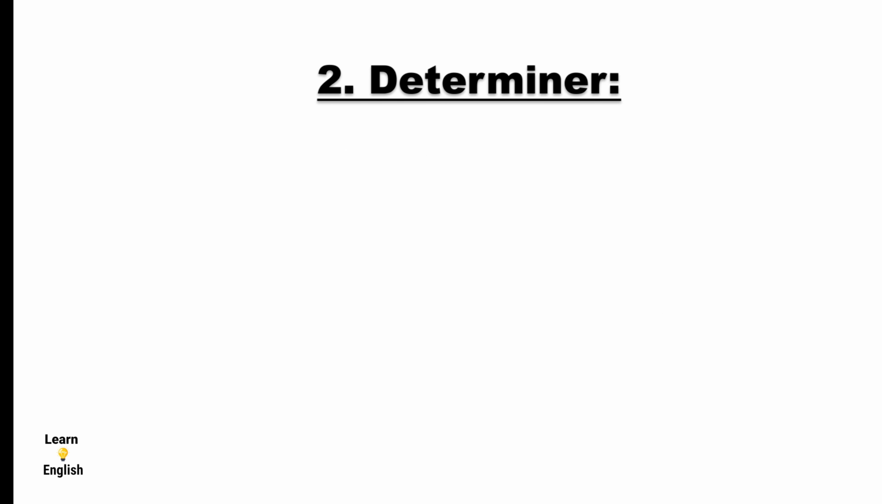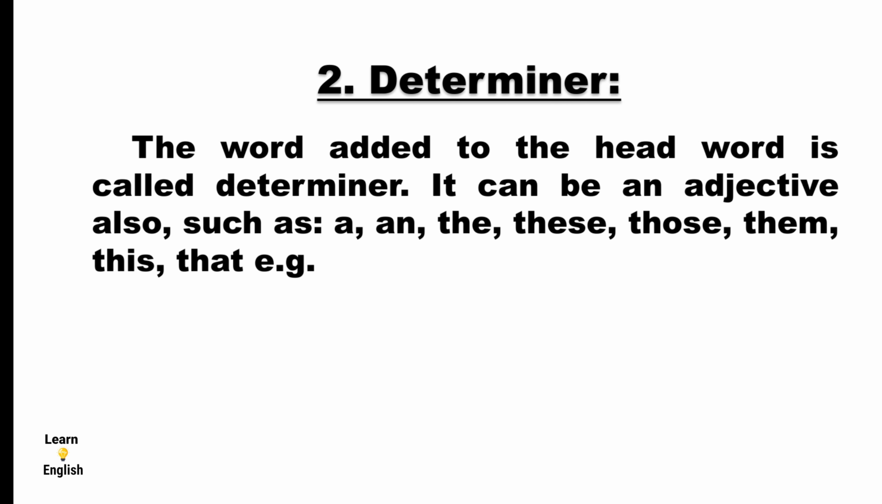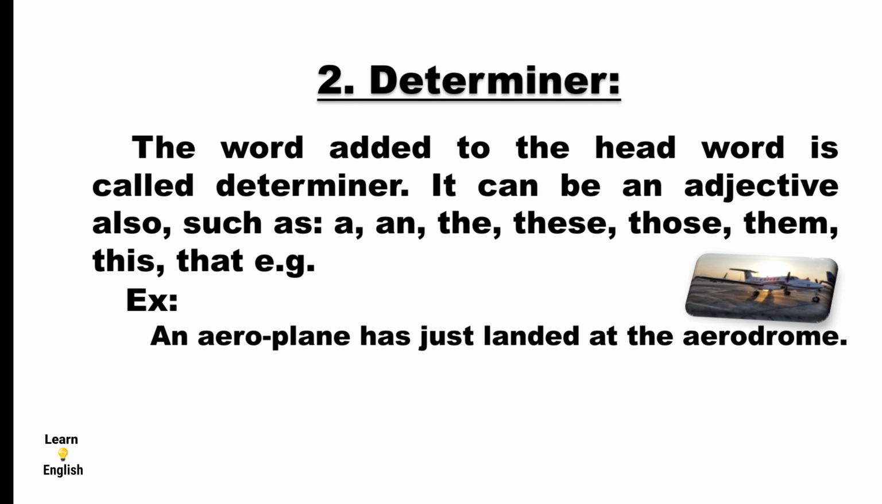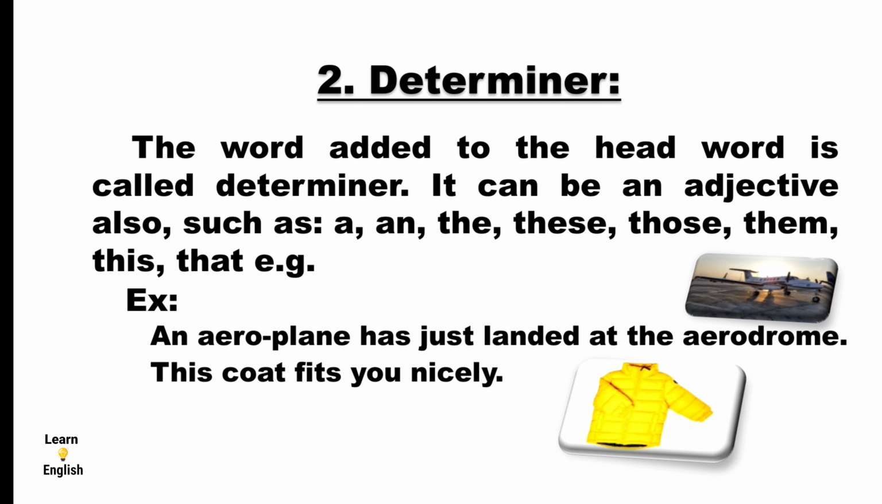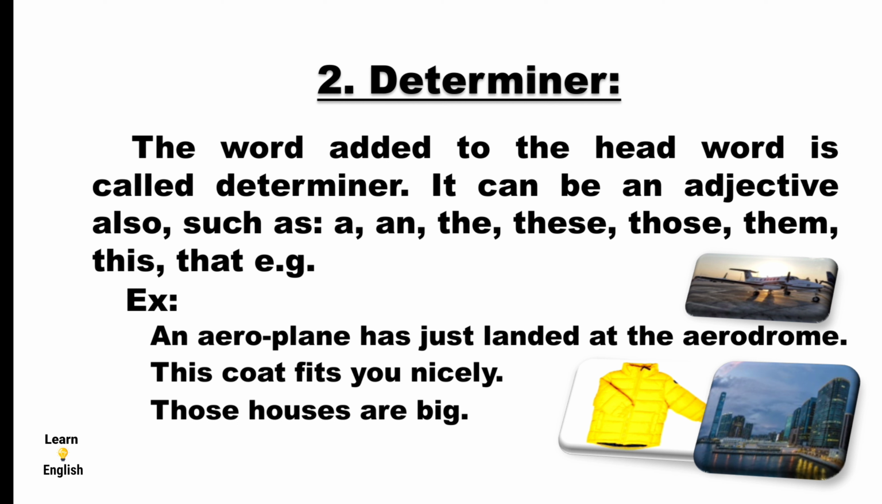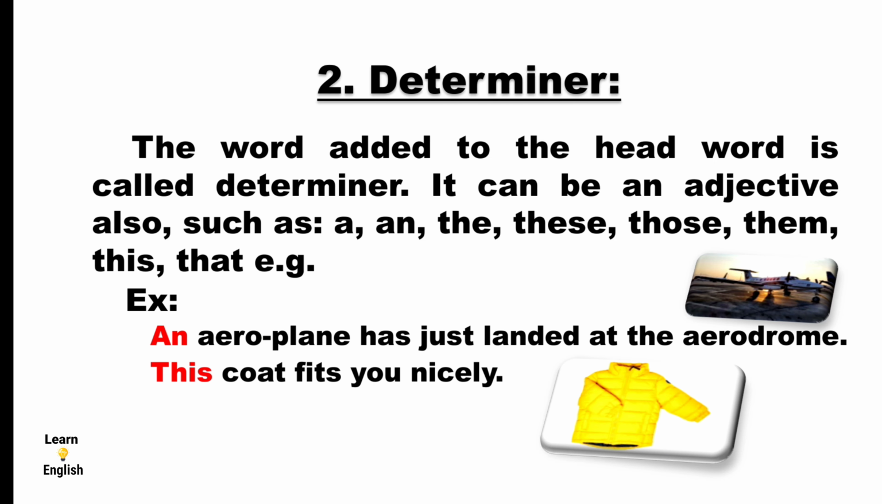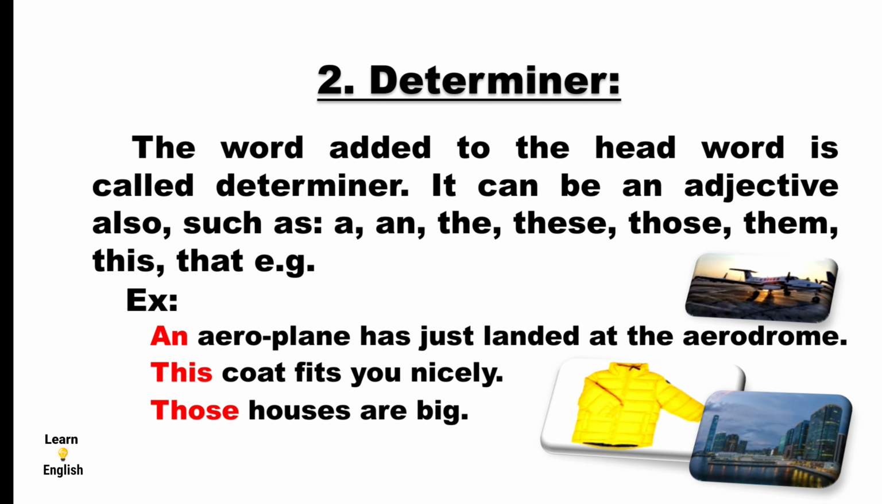Second one, determiner. The word added to the head word is called a determiner. It can be an adjective also, such as a, an, the, these, those, this, that, etc. Look at these sentences. An aeroplane has just landed at the aerodrome. This coat fits you nicely. Those houses are big. In the above sentences, an, this, and those are the determiners. So these are called the determiners of the subject.